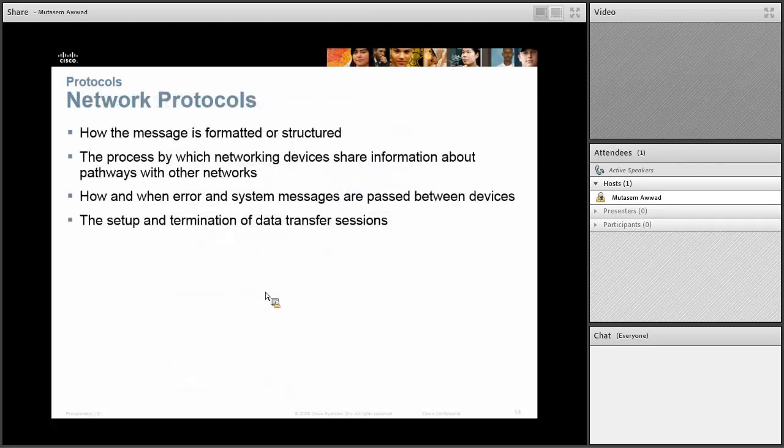All right? There are some network protocols that you need to follow as well. For example, how the message is formatted or structured, the type of frames, the type of packets that you have, and the process by which the networking devices share information about the pathways, for example, the routes, the routing protocols. Routers talk to each other, and each router says to the one next to it, this is the network that I have attached to me.